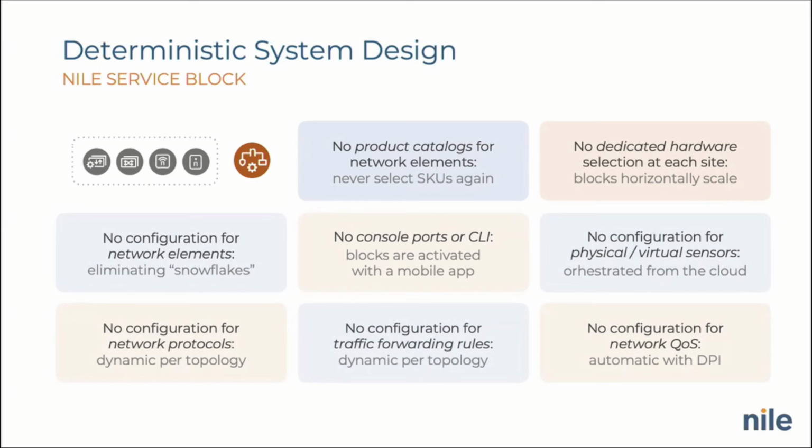And then not just the network elements, not just the sensors, but network protocols. As we were talking about earlier, the fabric, absolute zero configuration. Nobody is configuring the protocols. And then the other one is quality of service, advanced quality of service, traffic forwarding rules. All that is also automatically taken care of. We have deep packet inspection, we have device fingerprinting, we have built-in quality of service.